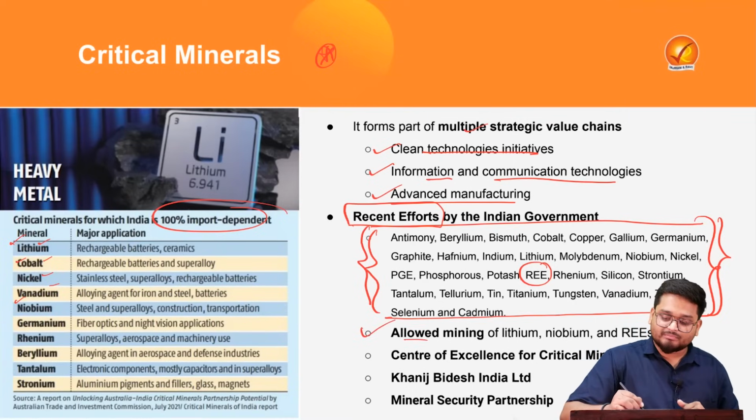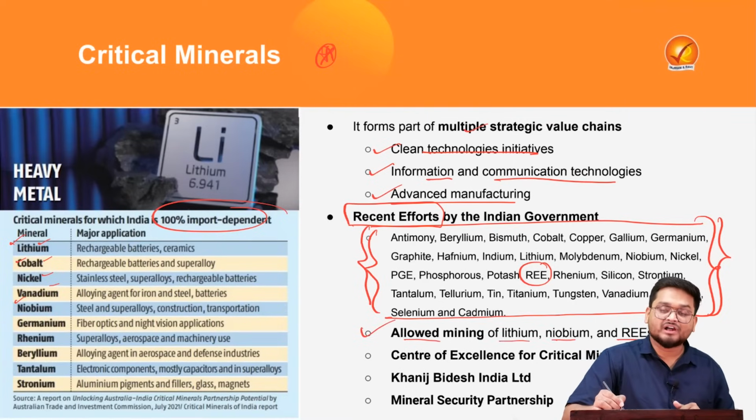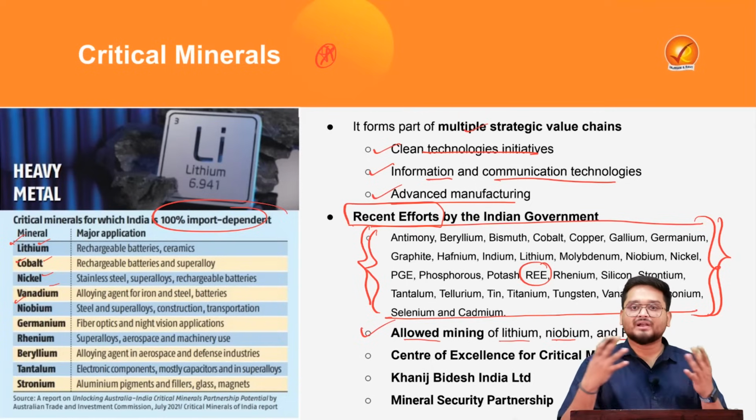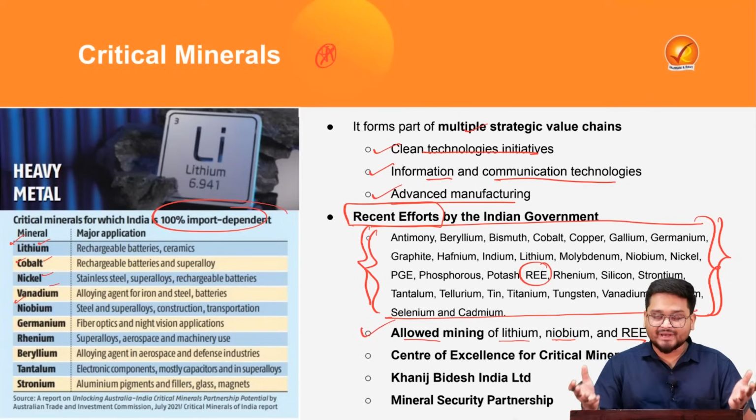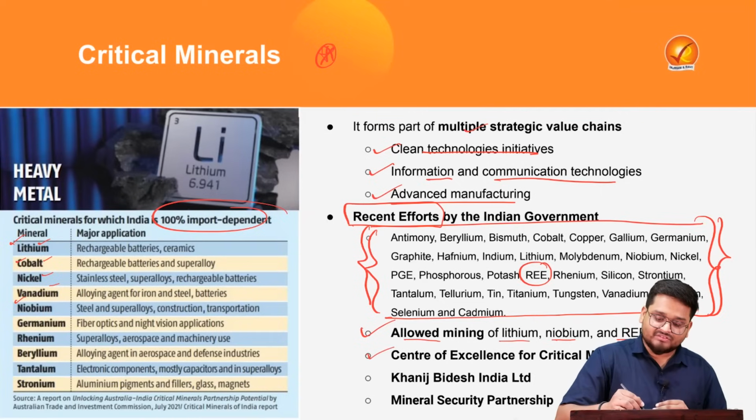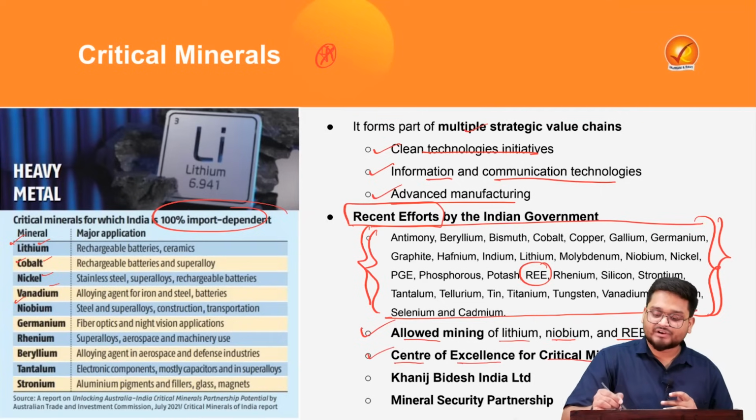Next, India also allowed the mining of lithium, niobium and rare earth elements in the country and liberalized mining, so as to promote more and more mining and production of the same. Next, India also set up the Center of Excellence for Critical Minerals.